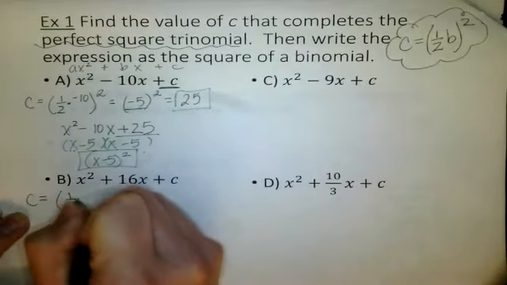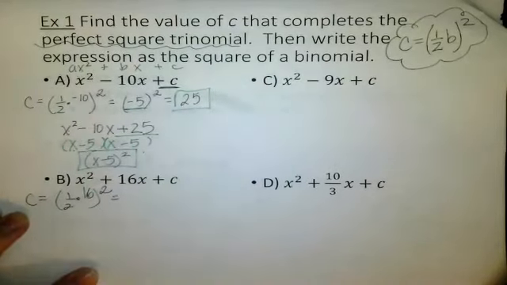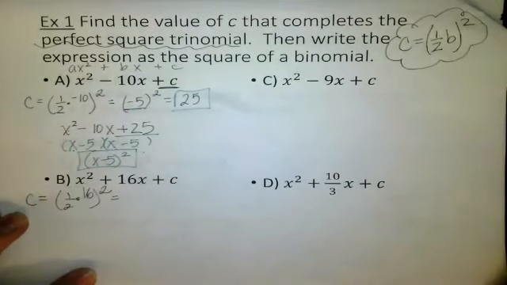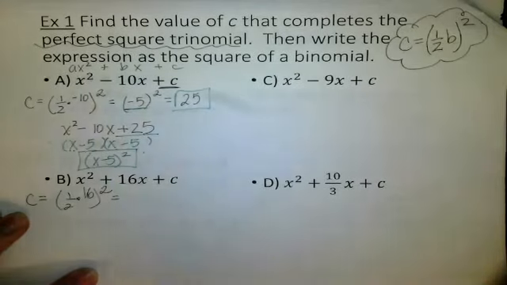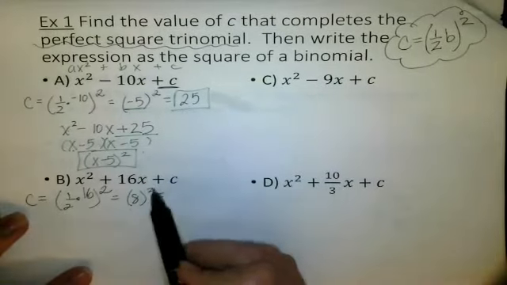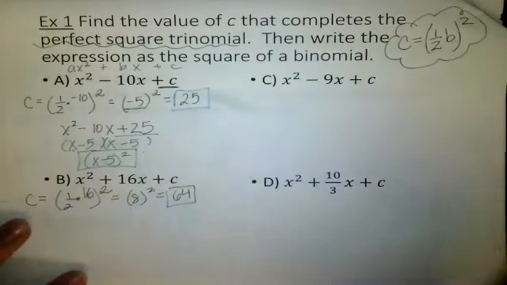Take half of 16 and square it. Half of 16, quantity squared. What is half of 16? Oh, come on. What's half of 16? 8. Oh, there it is. Sleepy, sleepy. All right. And what is 8 squared? 64. Very good. There's our c value.